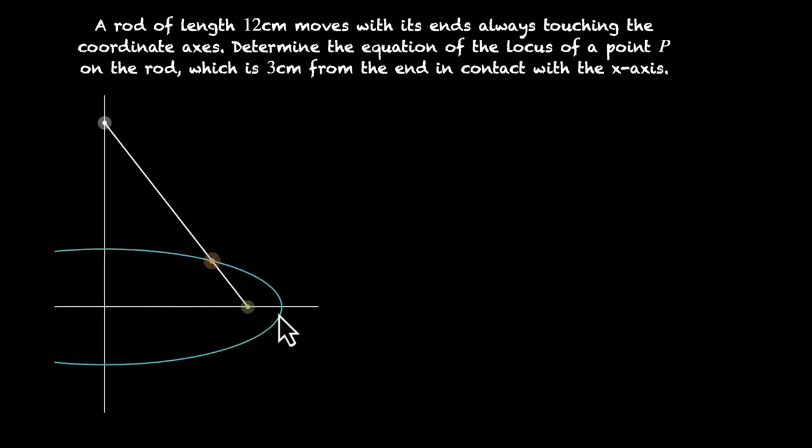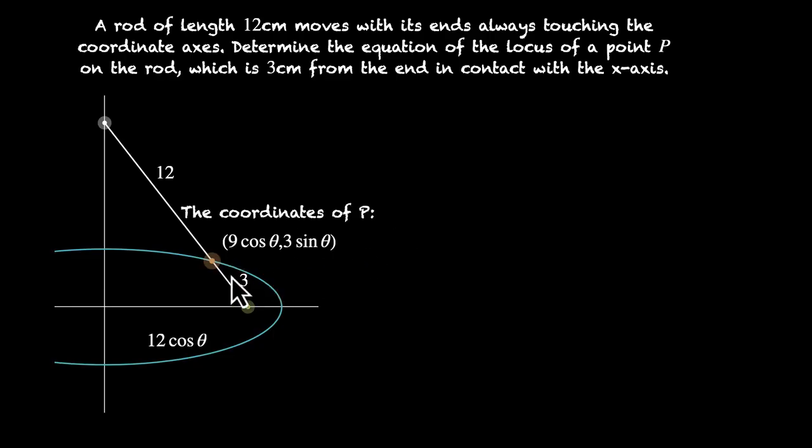We apply the same thing that we applied in the previous problem. This entire length is 12 units and this is 3 units. If this angle is theta, this base is 12 cos theta. This length is 3 cos theta. So 12 minus 3 is 9 cos theta. That's the x coordinate. And the height is going to be 3 sin theta. So the point is (9 cos theta, 3 sin theta). This is the coordinate for the point P.